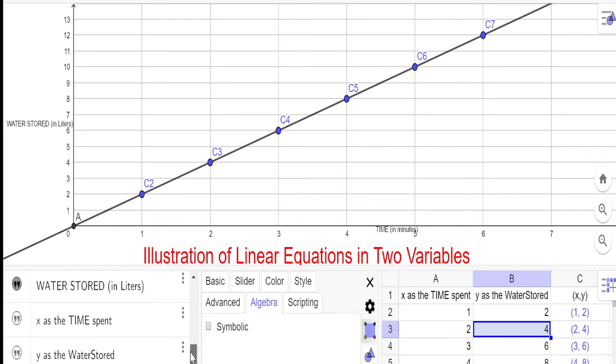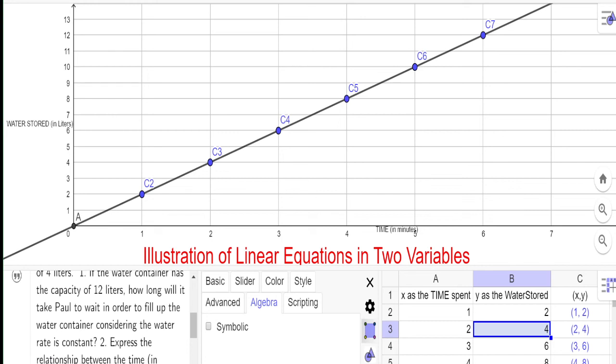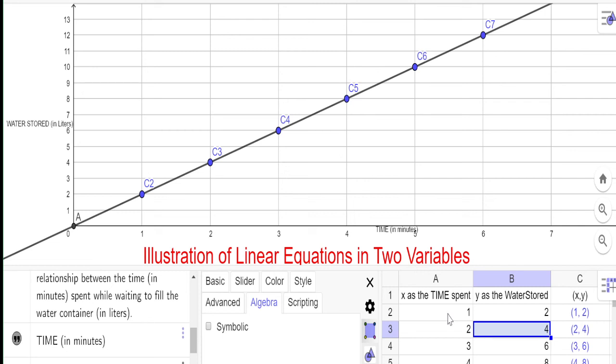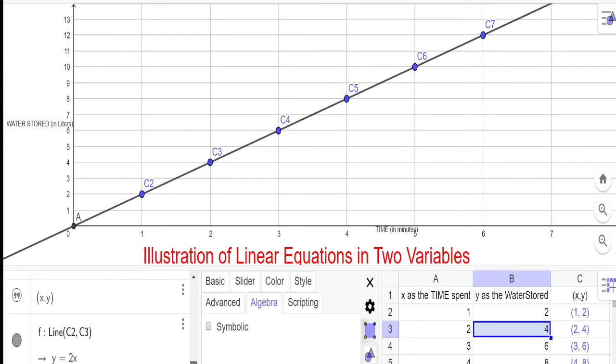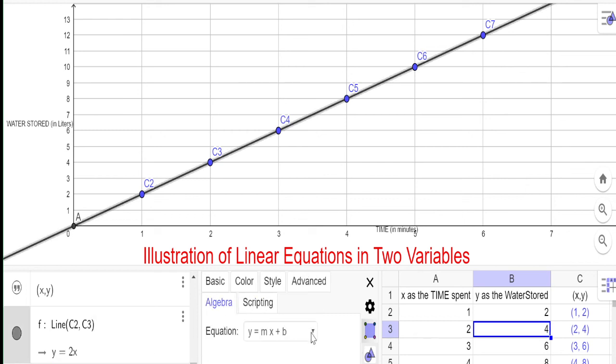So, yung answer dito, sa number 2, express relationship between in minutes and between the time in minutes spent while waiting to fill the water container in liters. So, ito yon. For every minute spent, there corresponds 2 liters of water being stored in the water container. Or simply, we write y is equals to 2x, or in the equation form, y is equals to 2x, or in the standard form, that is negative 2x plus y equals to 0.